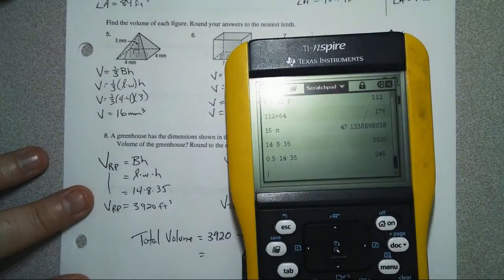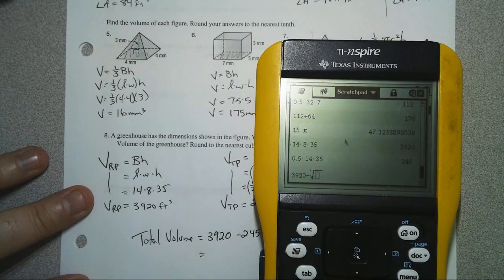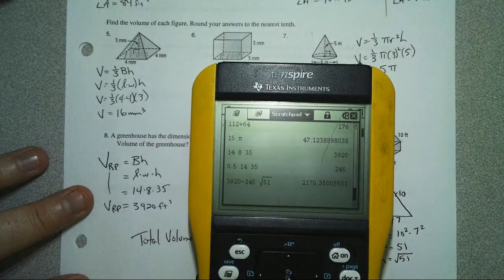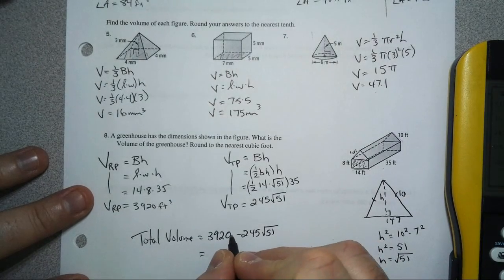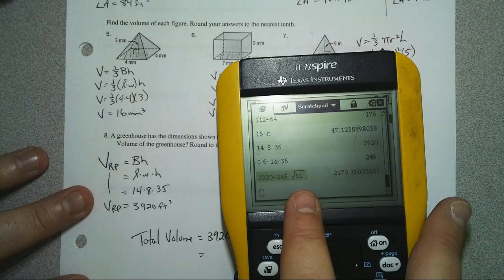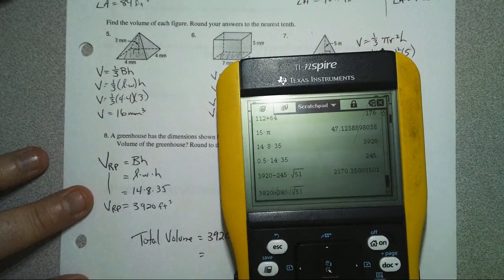And this is going to equal 3,920 minus 245 square root of 51. And we get 2,000. Oh, timeout. Remember, we want to do the sum, not the difference. So I made a mistake. I'm going to go up and press the up button to highlight the formula. I'll bring it down, and then I can go and edit it and just change that to a plus.